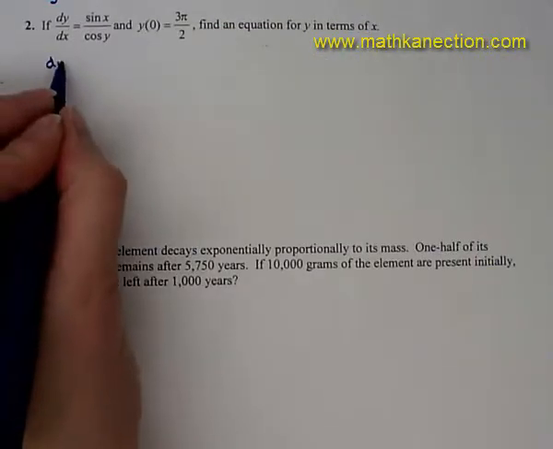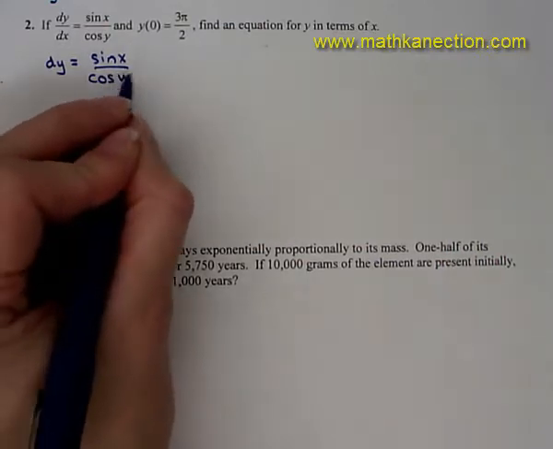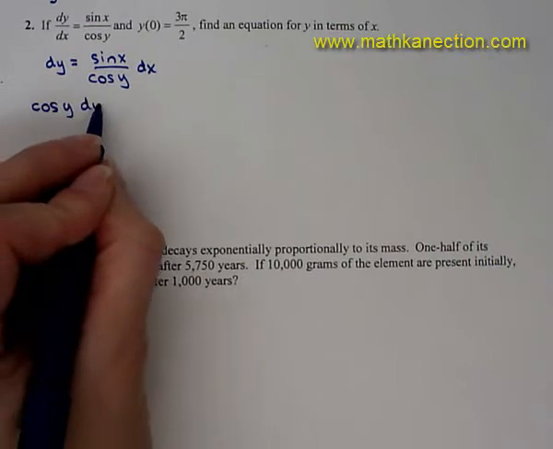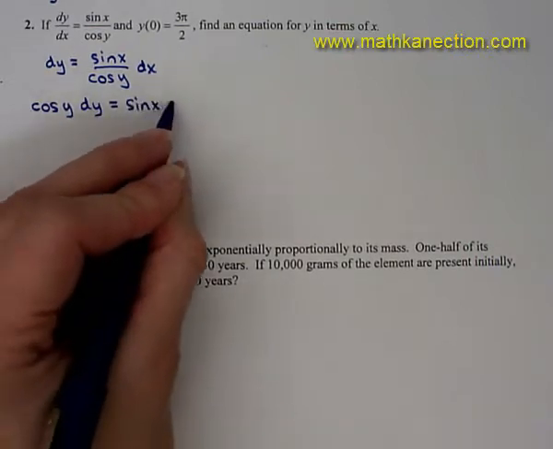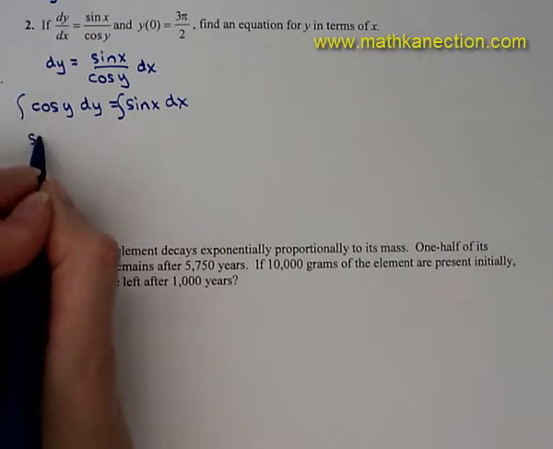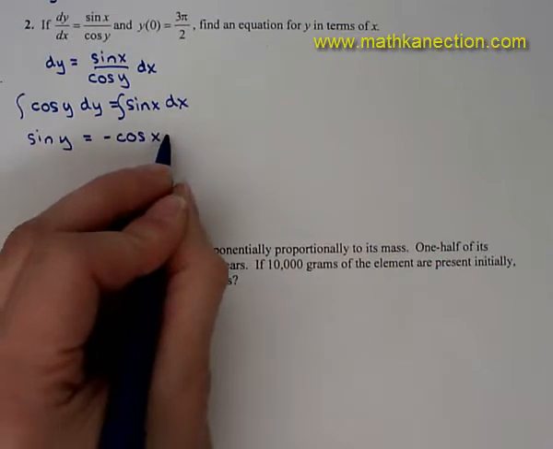dy/dx is equal to sine of x over cosine of y, multiplying both sides by dx. And then multiplying both sides by the cosine of y, we have cosine of y dy is equal to sine of x dx. Then anti-deriving both sides, the antiderivative of cosine of y is sine of y. The antiderivative of sine of x is negative cosine of x plus c.